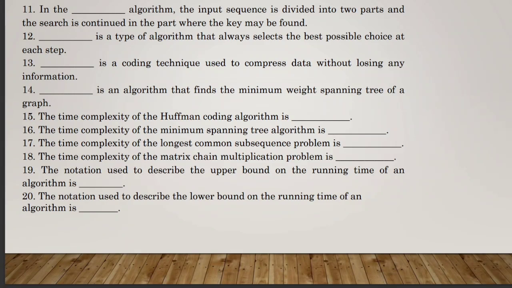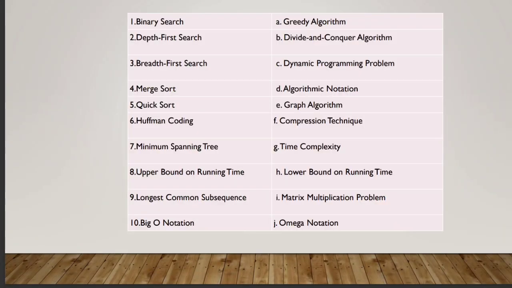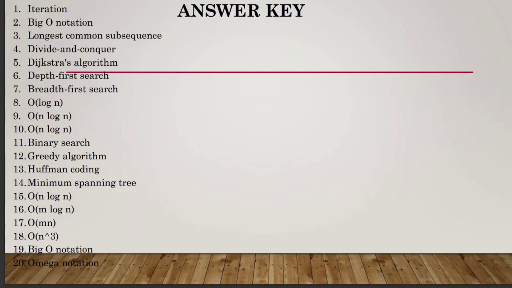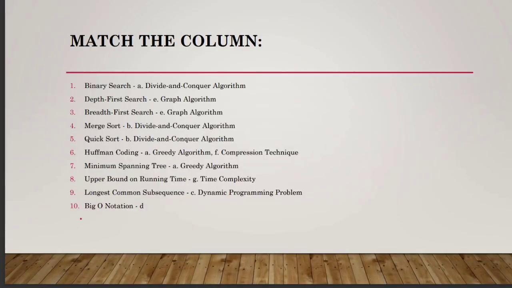19th, the notation used to describe the upper bound on the running time of an algorithm is, the answer is big omega notation. 20th, the notation used to describe the lower bound on the running time of an algorithm is omega notation. Next question is match the column, and here are all the answers to the match the columns.